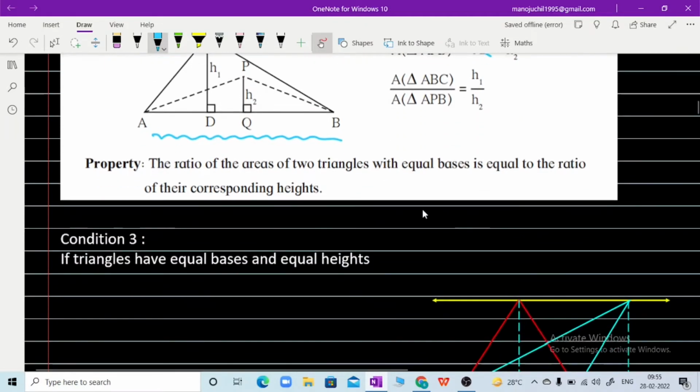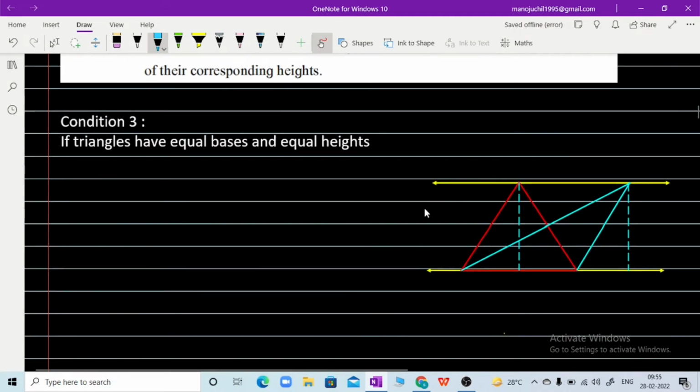Now let us see, if suppose both the triangles have equal bases and equal heights. Both the triangles have equal bases and equal heights. See, we have a red triangle here. I'll name it ABC. And the second blue triangle is triangle PBC. Both these triangles stand between the same two parallel lines, that is L1 and L2. L1 and L2 are the parallel lines.